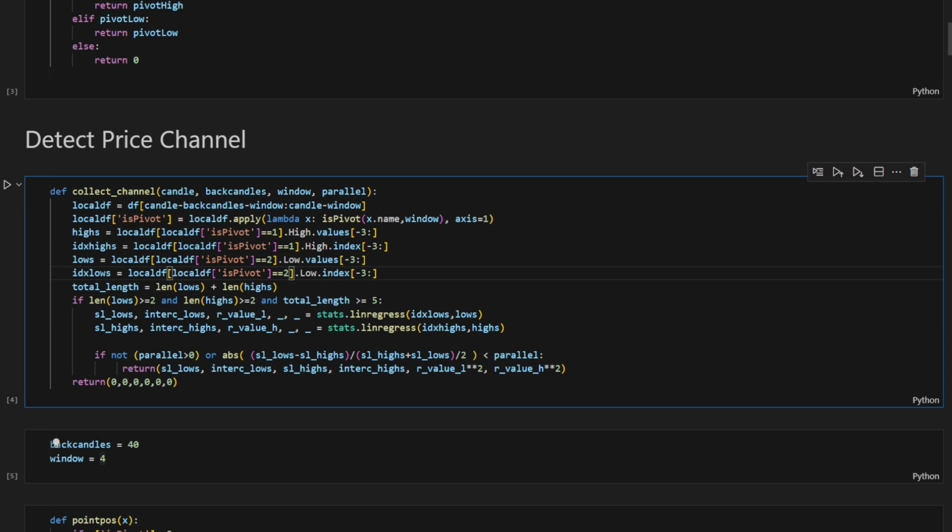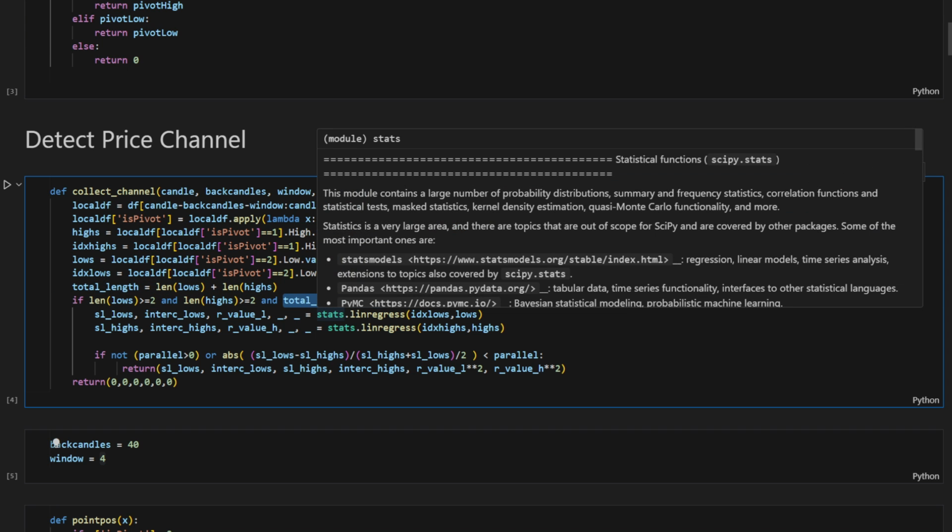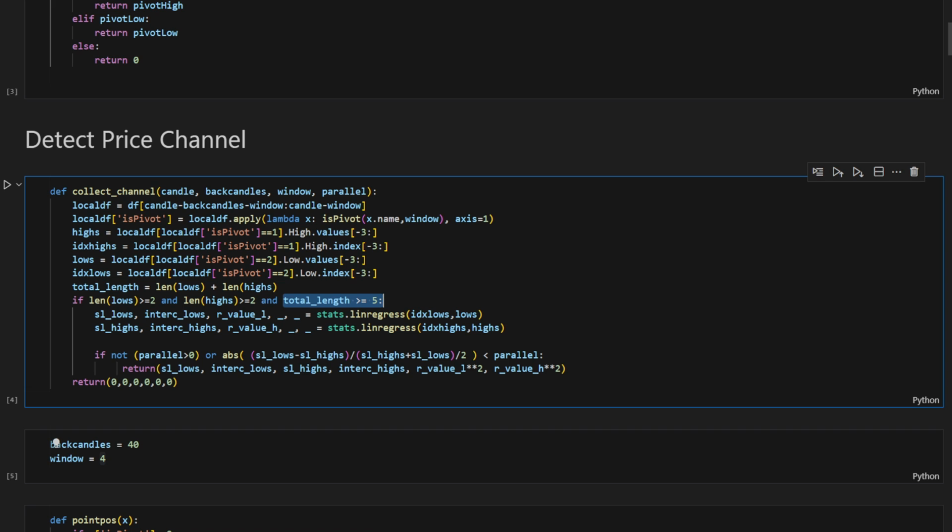And then we're checking the total length. So how many points in total do we have? If the total length is above 5, so this is the condition we already talked about, we need at least 5 pivot points to collect a channel. And this is the condition here. Then we need also at least 2 lows and at least 2 highs at the same time.